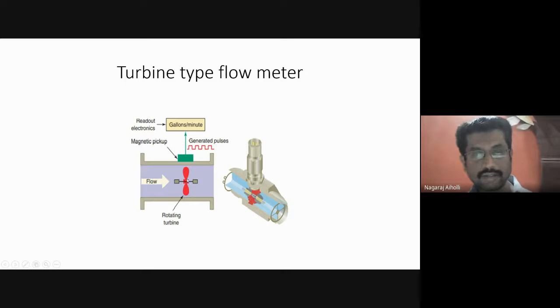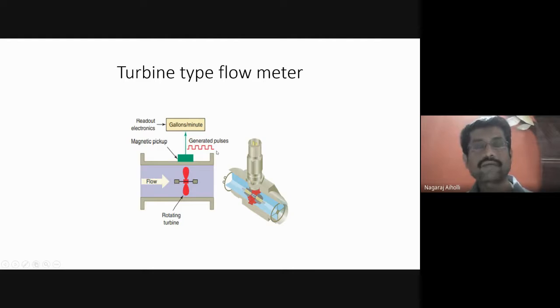Due to this rotation of the blades, it is sensed by the magnetic pickup. Magnetic pickup is just like a generator. It consists of a coil. So when these blades pass the coil, due to the magnetic action and cutting of the flux, what will happen? Voltage is generated, or electrical pulses are generated.